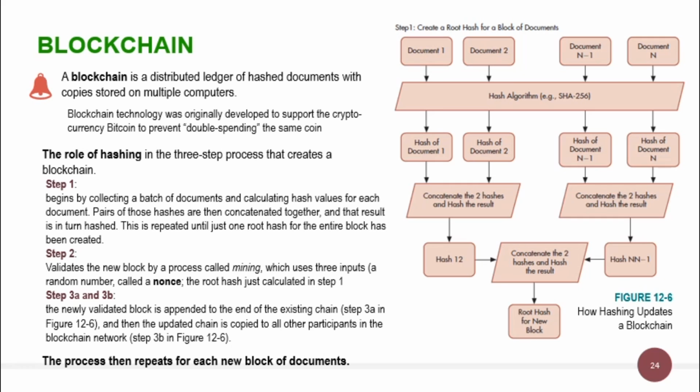Step 2, validate the new block, a process called mining. This is the new block of the documents, which uses 3 inputs: a random number called a nonce, and the root hash just calculated in step 1. So in step 1, after collecting a batch of documents and applying the hash algorithm, pairs of those hashes are then concatenated together and the result is hashed. This is repeated until just one root hash for the entire block has been created.